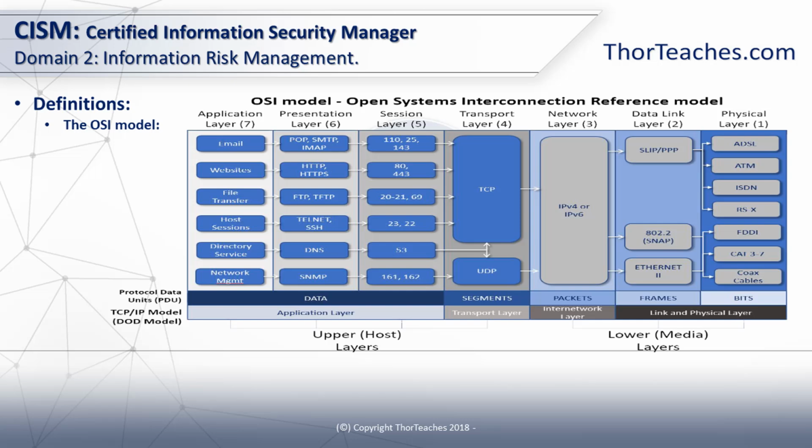Layers 1, 2, and 3 are also referred to as the lower or the media layers, where 4, 5, 6, and 7 are the upper or the host layers. And it makes sense if you think about it. Layers 4, 5, 6, and 7 all happen on the local host, whereas 1, 2, and 3 do send the traffic over the internet or in our local network.